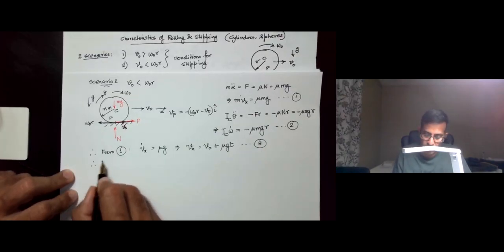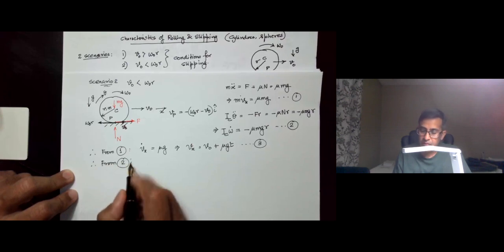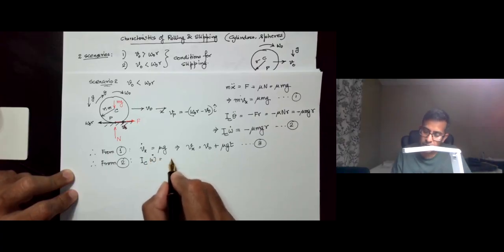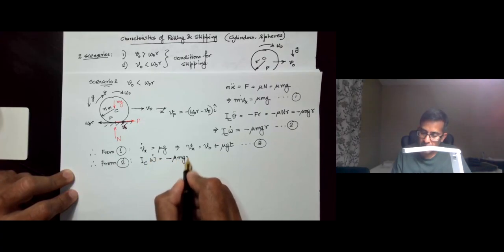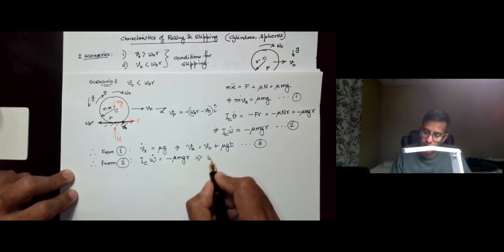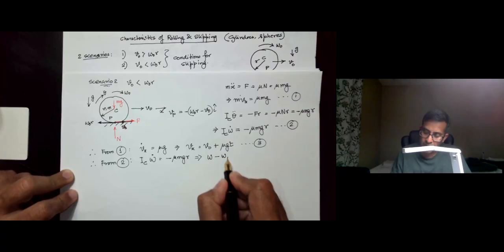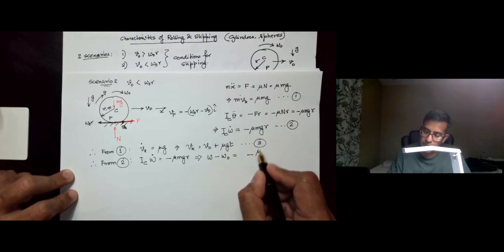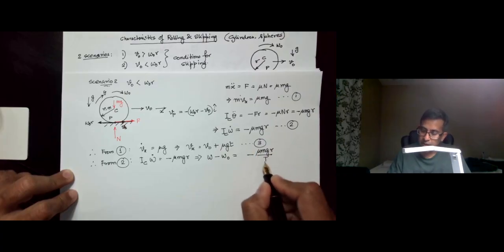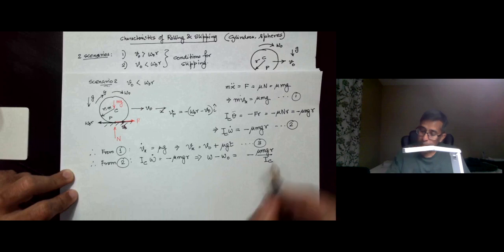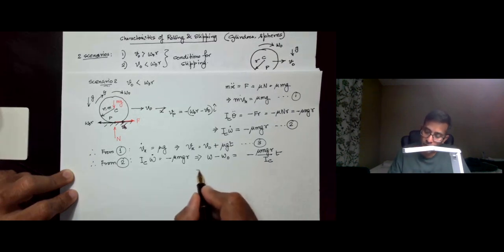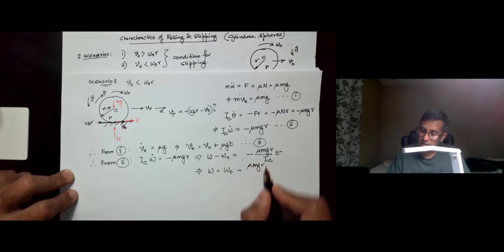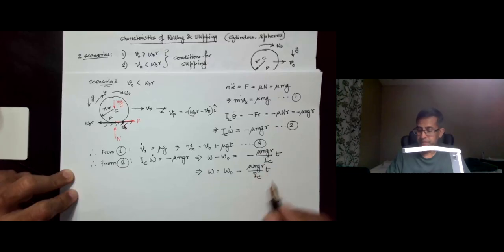And so from 2 we have IC omega dot is equal to negative mu mgr, implying omega minus omega naught is equal to minus mu mgr divided by IC t, or in other words, omega is equal to omega naught minus mu mgr over IC times t.